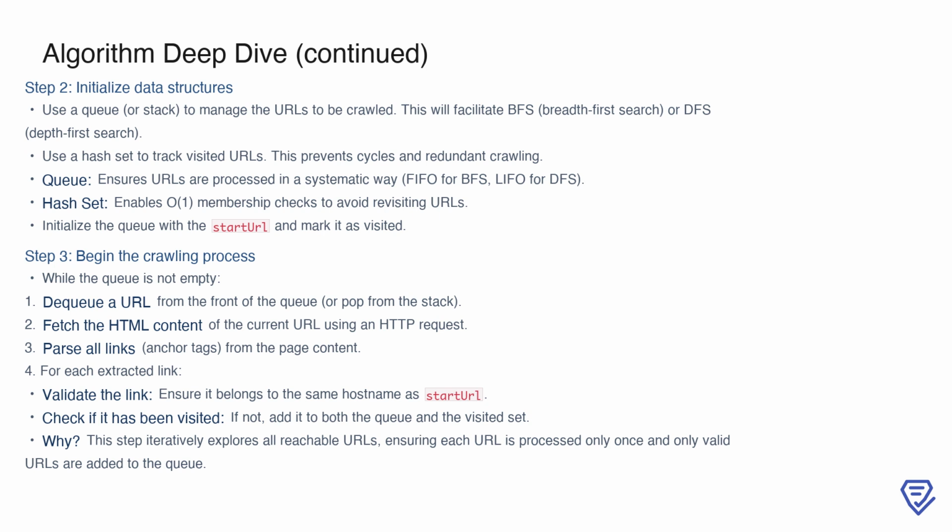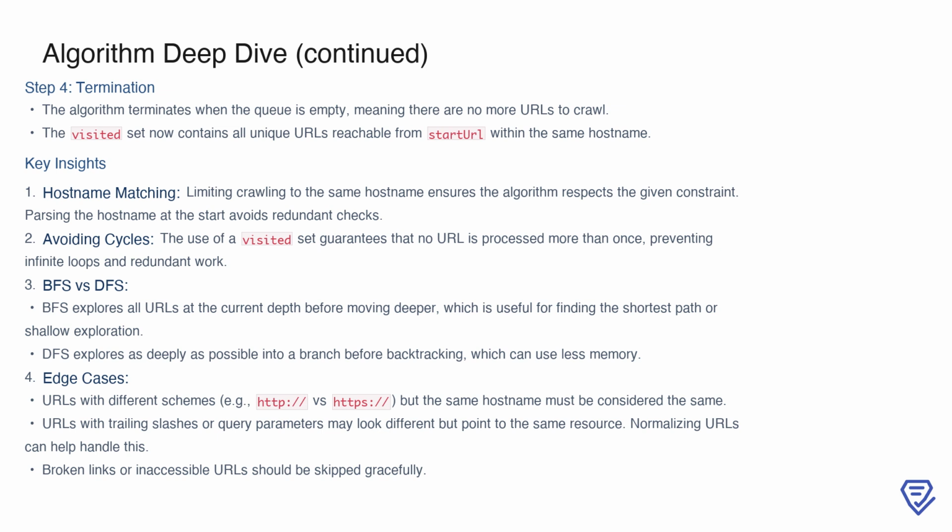While there are still URLs to process, we dequeue a URL, fetch its HTML content, and extract all links from the page. Each link is validated to ensure it belongs to the same hostname and hasn't been visited yet. Valid, unvisited links are then added to the queue and marked as visited, allowing us to systematically explore the web graph. The crawling process continues until there are no more URLs left in the queue, at which point the algorithm terminates.